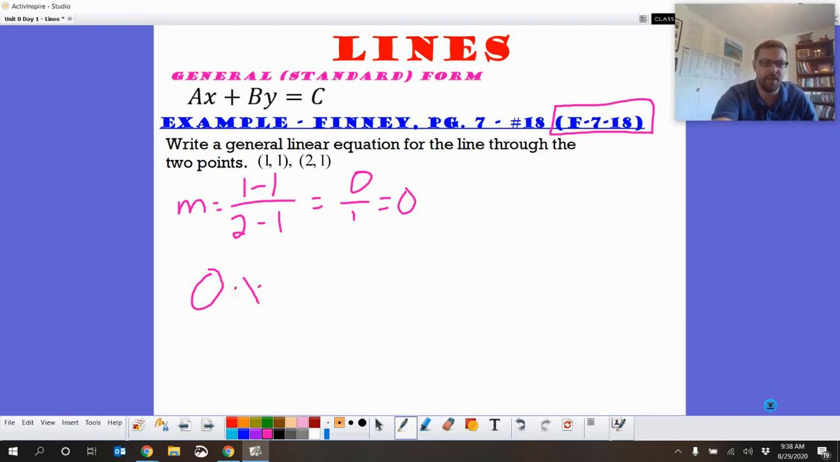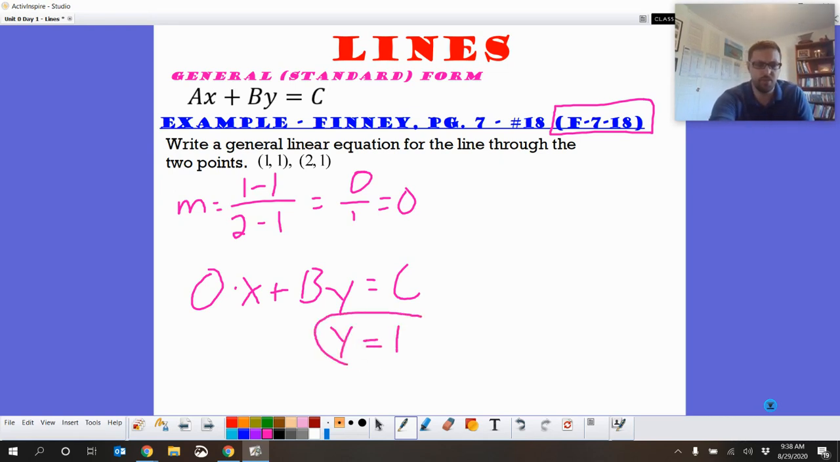So it was like 0x plus, I don't know what B is, so I'm just going to leave it as B, and y equals C. And so we know it's just going to cross at 1. It's just going to stay at 1, and it's going to go over 1, up 0, over 2, up 0 when it's graphing all those points. So we know it's just going to be y = 1. Y is just going to stay 1 the whole time because it has a slope of 0. It's just a flat line.